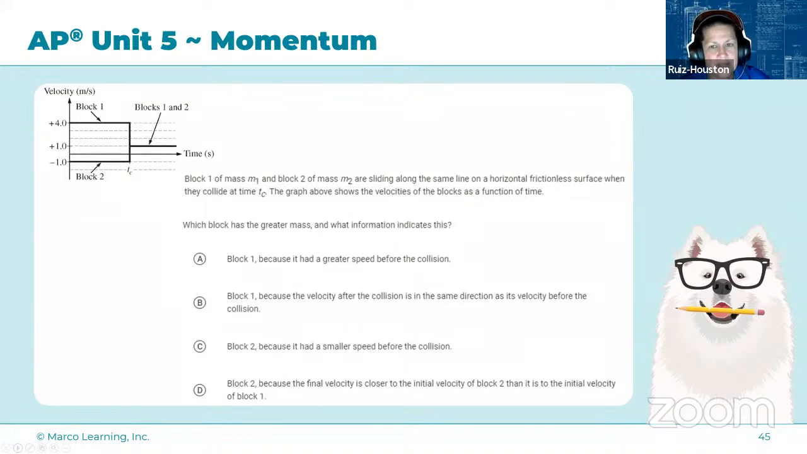How about here? Now, I don't know if your teacher showed you a graph like this. So let me just look at the graph first before we answer the question. Notice we've got block 1 up here and block 2 down here, but then they come together and it's block 1 and 2. So that infers to me that block 1 and 2 are stuck together. What does that tell you?